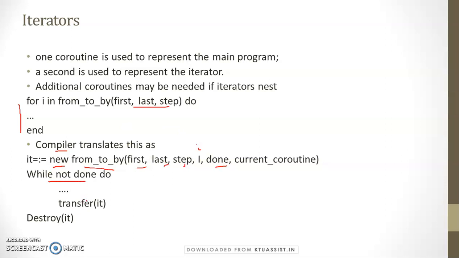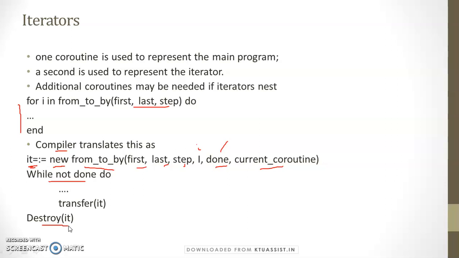While not done, transfer of IT. Then it is currently pointing to the current routine, that is IT. When it is not done, do transfer of IT, which means again the next iteration will be done, that is pointing to this IT. Once it is done, that is it has completed its execution, it has reached the limit, then destroy of IT.